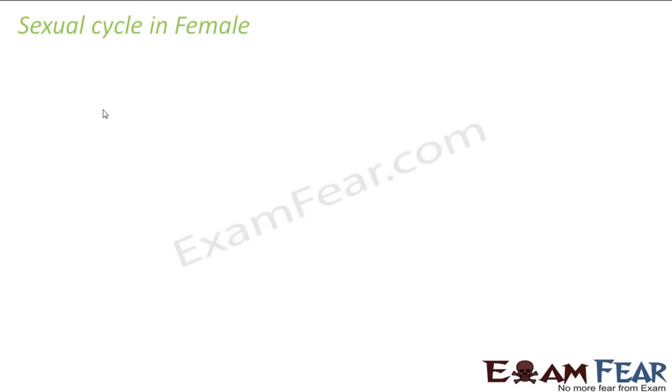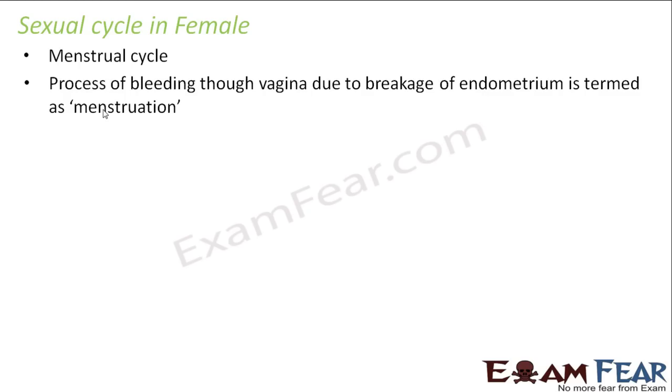So let us now talk about the sexual cycle in females. The sexual cycle in females is nothing but the menstrual cycle which happens every month, approximately at an interval of some 28 days. So once a month every female undergoes this menstrual cycle wherein there is bleeding from her vagina for some 3 to 5 days. So it is the process of bleeding through the vagina due to breakage of the endometrium. This process is known as menstruation.